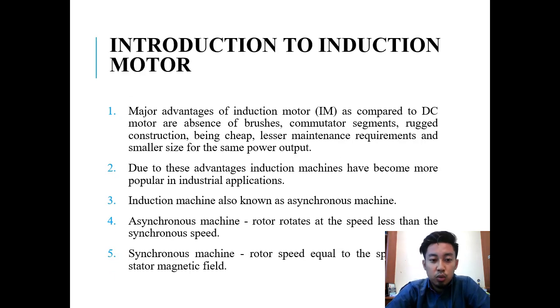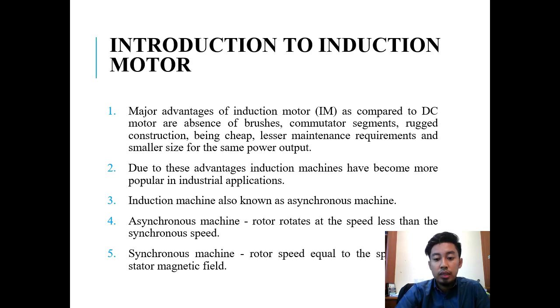For the induction motor, there are major advantages compared to the DC machine: absence of brushes and commutator segments, rugged construction, cheap, low maintenance requirement, and a smaller size for the same output power. Because of these advantages, the induction machine has become more popular in industrial applications. The induction machine is also known as the asynchronous machine.